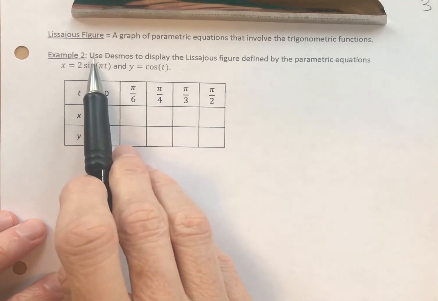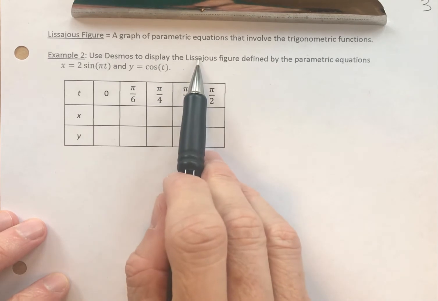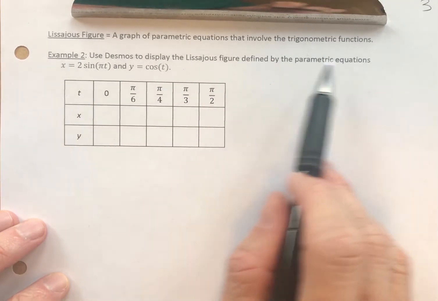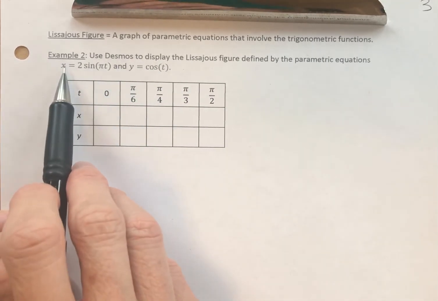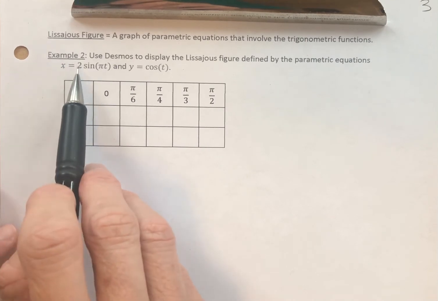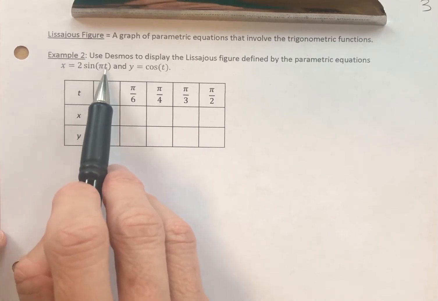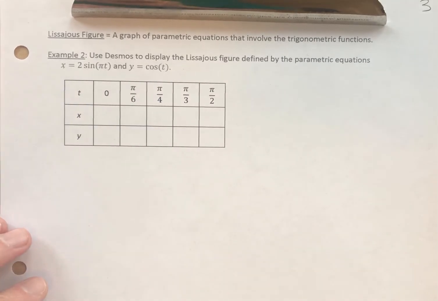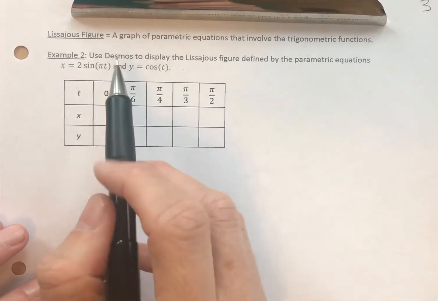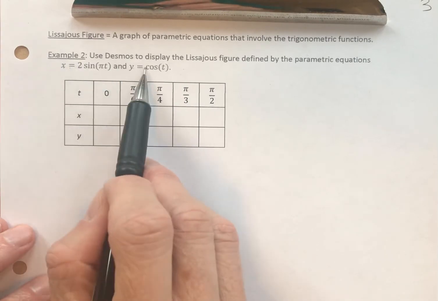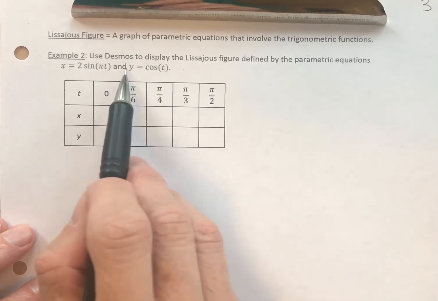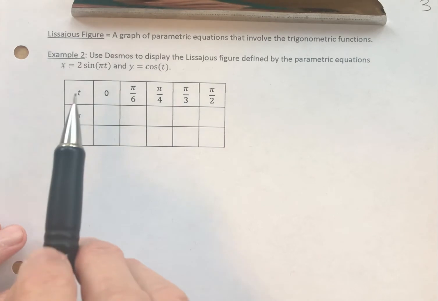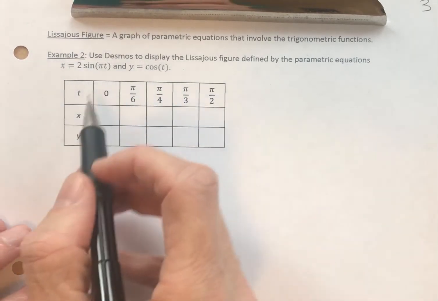So our example 2 here: use Desmos to display the Lissajous figure defined by these two parametric equations. The x coordinate is equal to 2 times the sine of pi t, and the y coordinate is equal to the cosine of t. Okay, so again we've got two equations that are connected by a variable, in this case t.